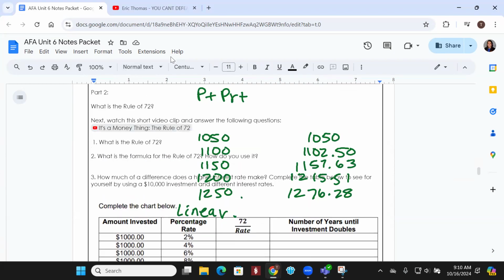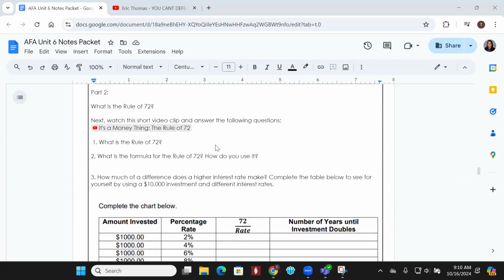Okay, rule of 72. Okay. My dad is actually a real estate agent, or used to be. He's now retired. Thank the Lord. So he always talked about the rule of 72. I really didn't know what it meant, but now I do.